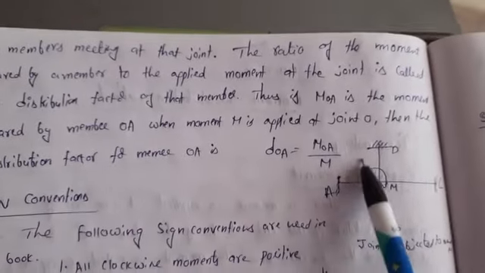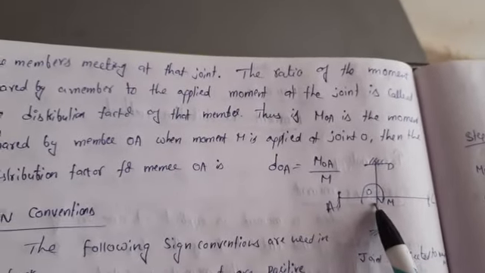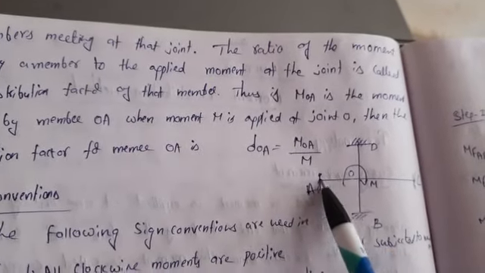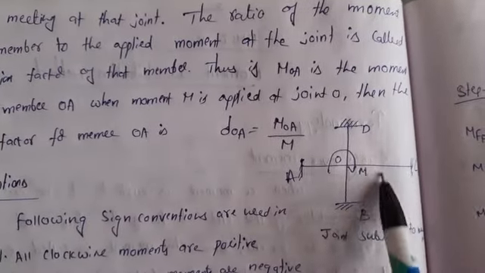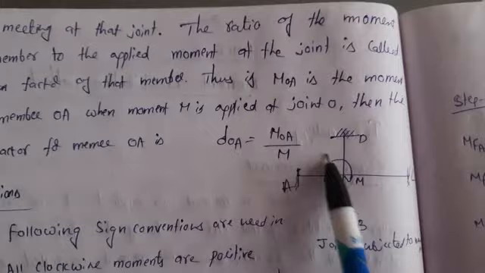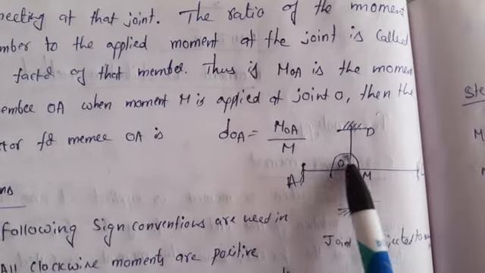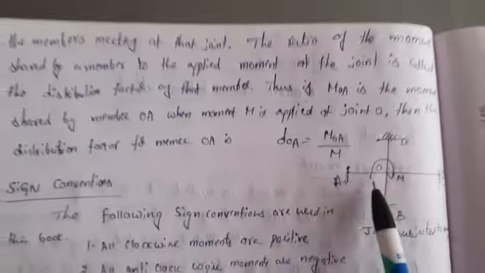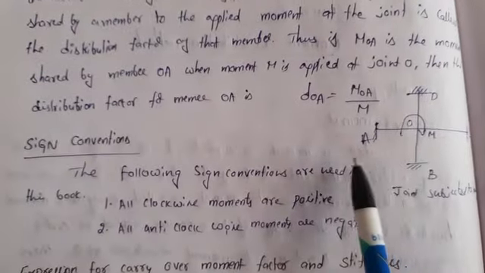Suppose four members are joined at the center, this point O, and OA is one member. This M OA divided by the total moment, the summation of what all these four beams have to carry, gives the distribution factor. Distribution factor equals this member divided by the total of all members, the summation of all these members. That is, M OA divided by the summation of M. These are the formulas we have to use to solve moment distribution problems.